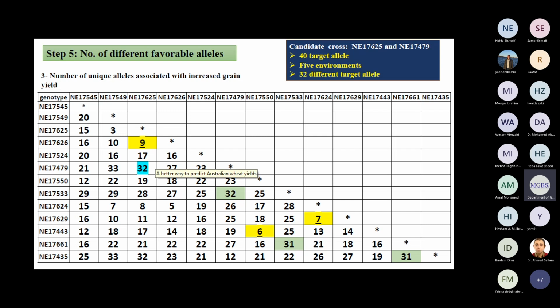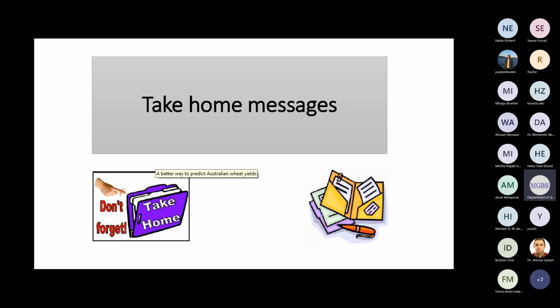So if you cross 25 and 26, of course, maybe you get a better F1. But if you cross 479 and genotype number 533, the F1 will get 32 different genes. So this is also very important information, because this way you will shorten the breeding cycle, by how you select the promising genotypes.